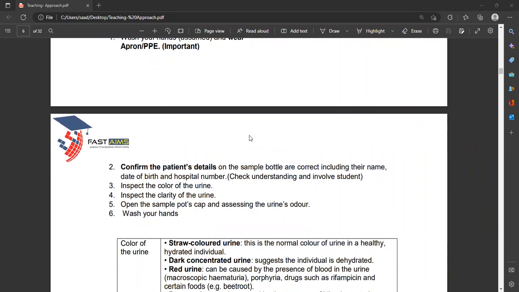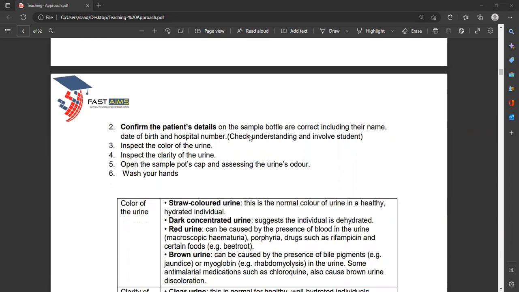Now you have assumed that you have gloved and worn the apron, you are good to go. Now pick up the urine sample and show it to the student. We will check the identity first: the name of the patient, date of birth, and NHS number. We check 3 things on identity.